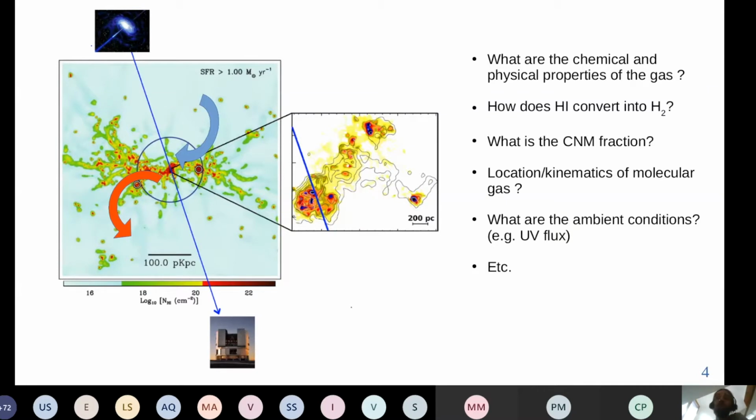And then where is this molecular gas located? Where is it inside the disk? Is it outside in the flows? So these are all important questions. What are the ambient conditions, for example this UV flux, which will depend on the star formation rate? And the good thing with quasars is that you can probe very small scales. As you can see, there is a zoom here where the molecular clouds are still much bigger than the beam of the quasar. But I will come back to this a bit after.